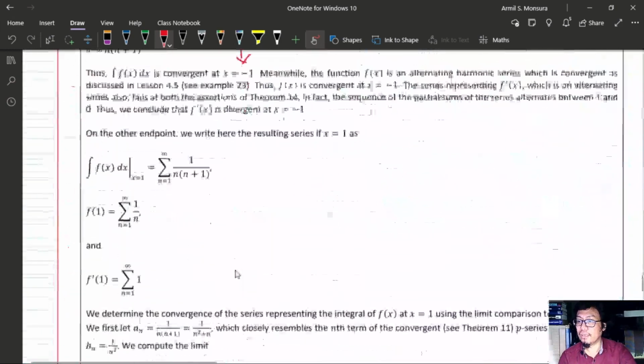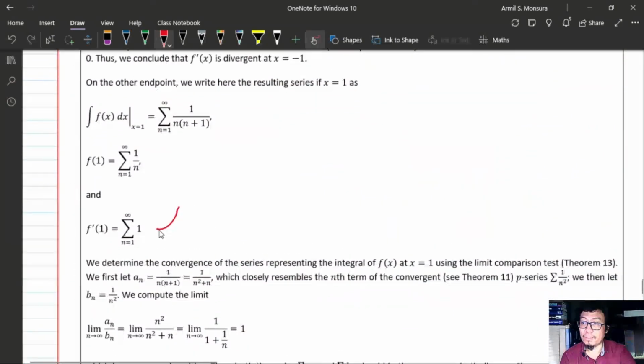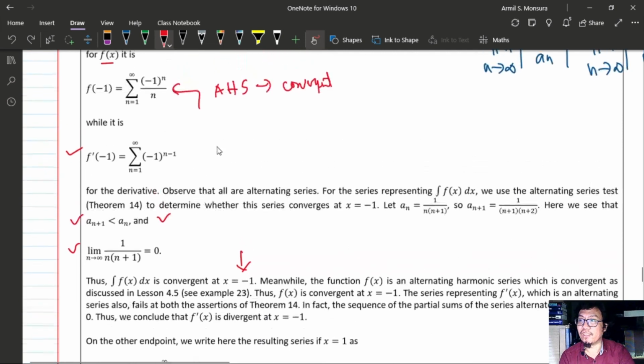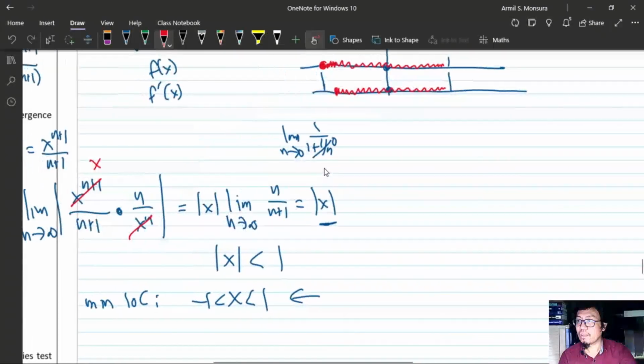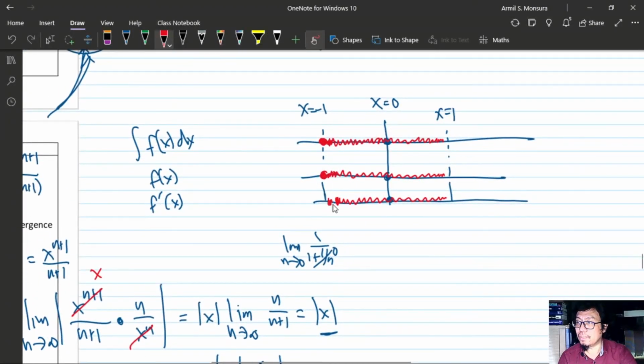And finally, for the derivative, we observe that this, sorry, that's not it. This is it. This is an alternating series, but it is just alternating between 1 and -1, which is clearly divergent. So this is divergent, and if this is divergent, then it excludes this point.